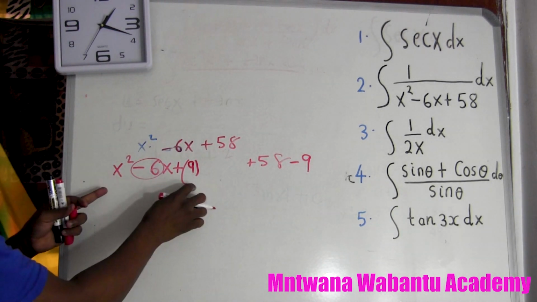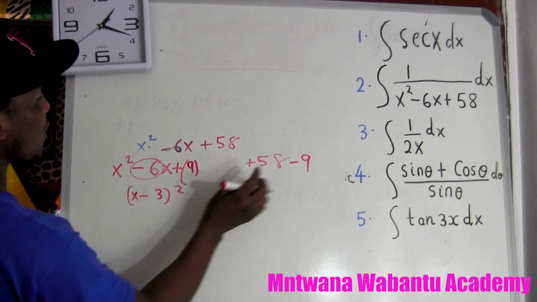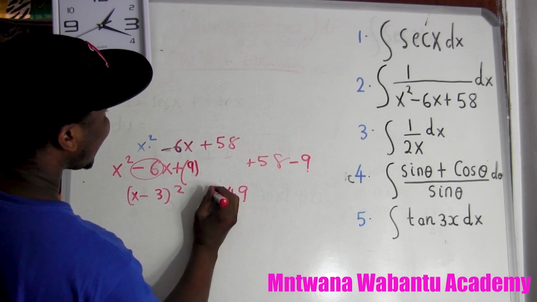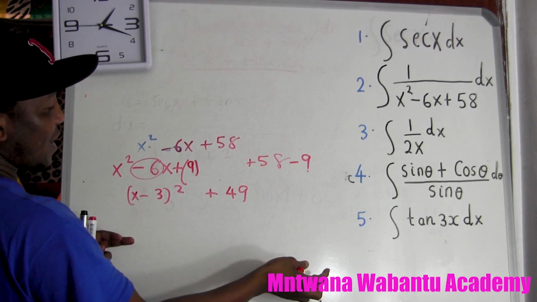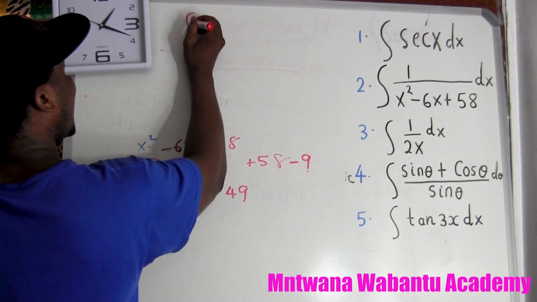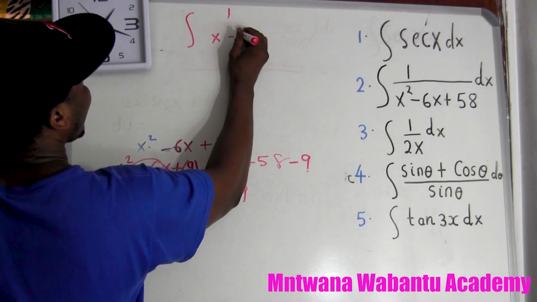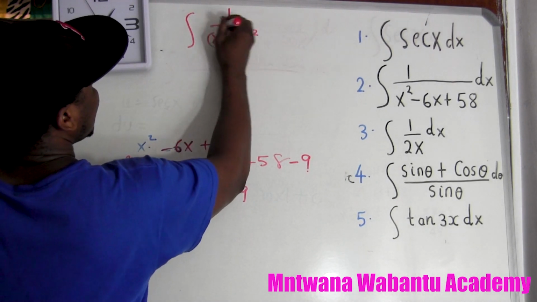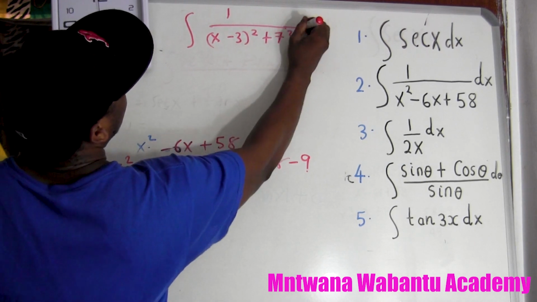So this is a perfect square. Let me say x minus 3 squared, and this is going to give us 49 plus, or you can say 7 squared. So I can rewrite this question. Like I said, this is the same integral of 1 over x minus 3, and then this is going to become plus 7 squared. I can write it as 7 squared dx.